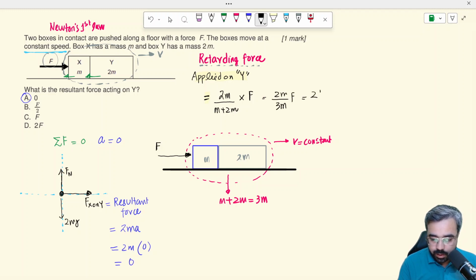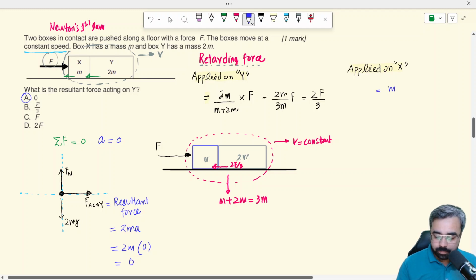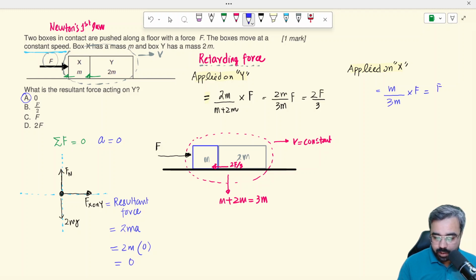So dear students, we see 2F over 3. It means that 2F over 3 is the force which might be a frictional force. They do not mention it here. In the same manner, on x it should be the same logic, m over 3m times F. So that is obviously F over 3.